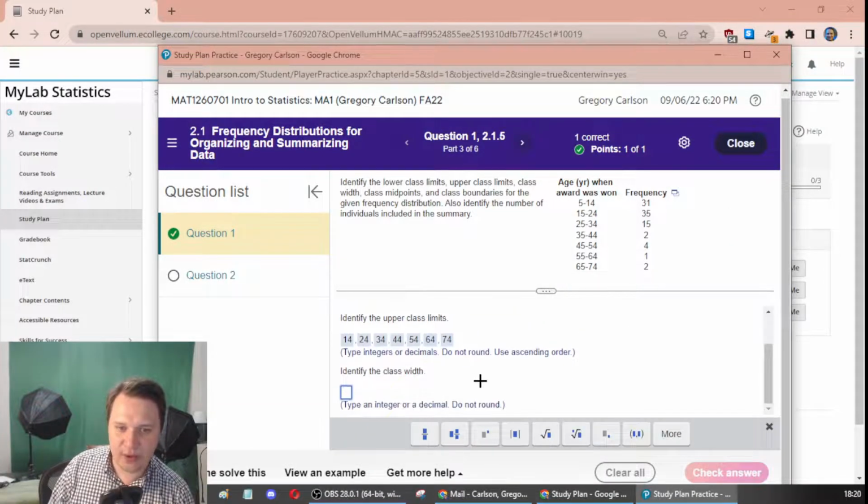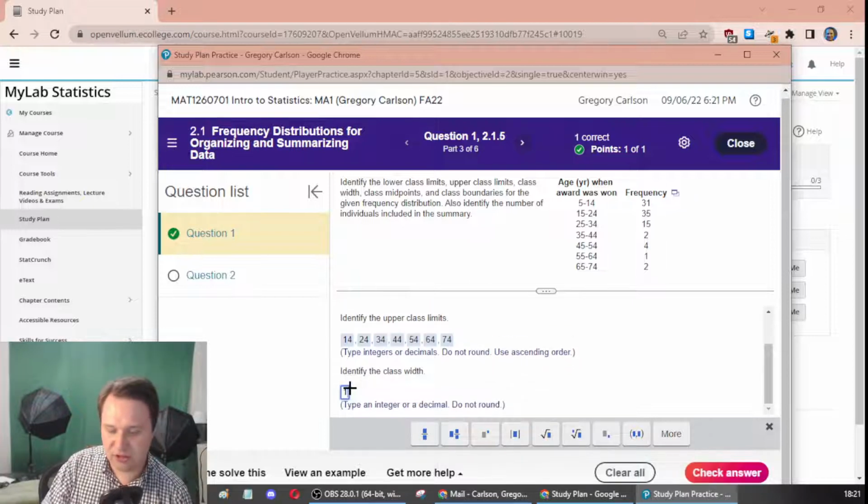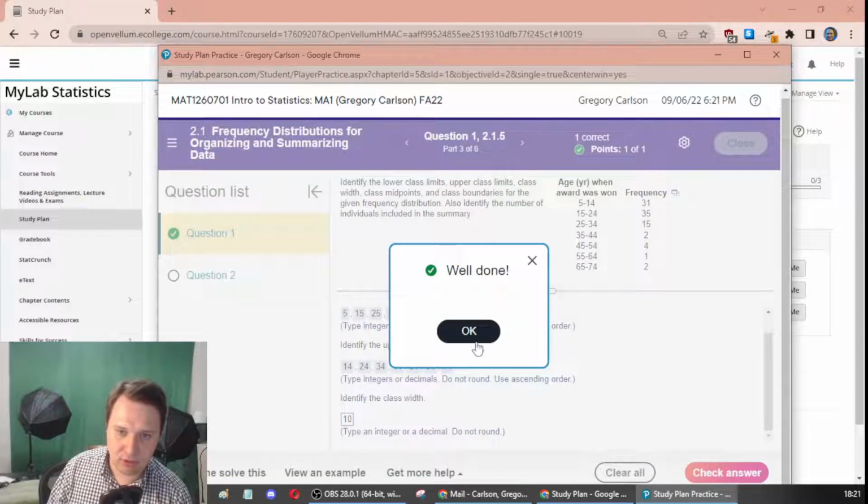Identify the class width. Now here people make mistakes. What people do is they do 14 minus 5, and then they think, oh, it's 9. The class width is 9. No, that's technically not correct. The class width is one lower to the next lower, or one upper to the next upper. So it's actually 15 minus 5. In other words, it's how much these numbers jump every time, both the lower and the upper. So the class width is 10. It's not equal to 9. So just watch out for that one.